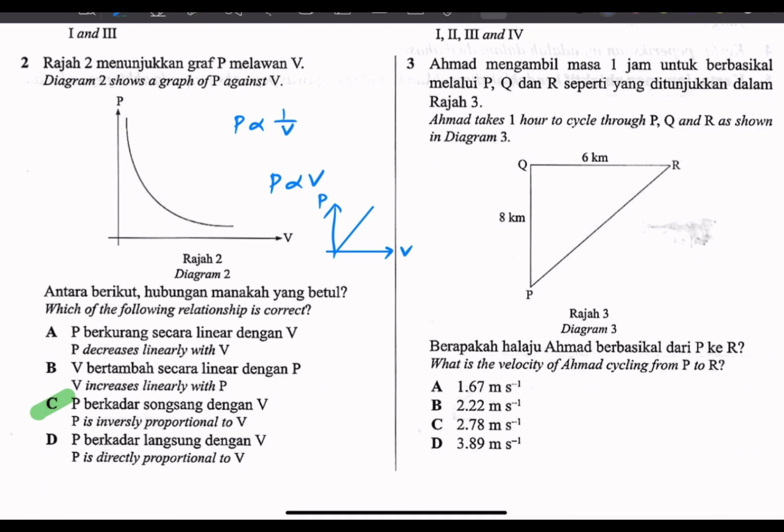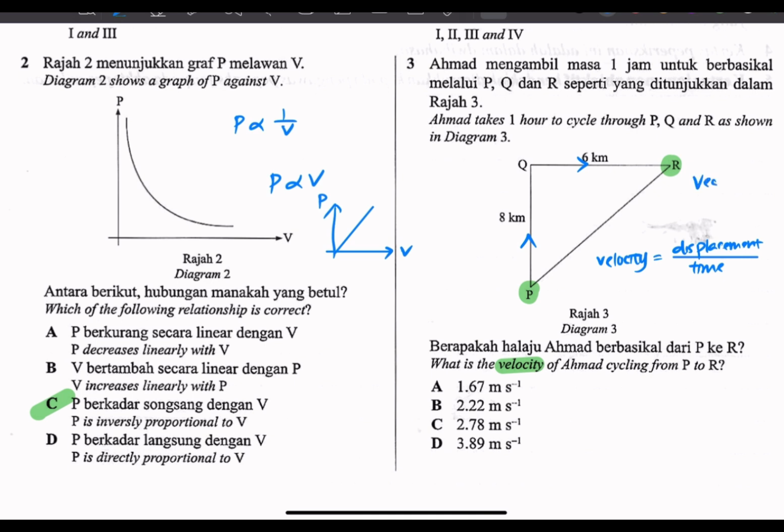Next question. Ahmad takes 1 hour to cycle through P, Q, and R. So it takes 1 hour from P to Q and then to R. What is the velocity of Ahmad cycling from P to R? We know that velocity will be equal to the displacement over time.